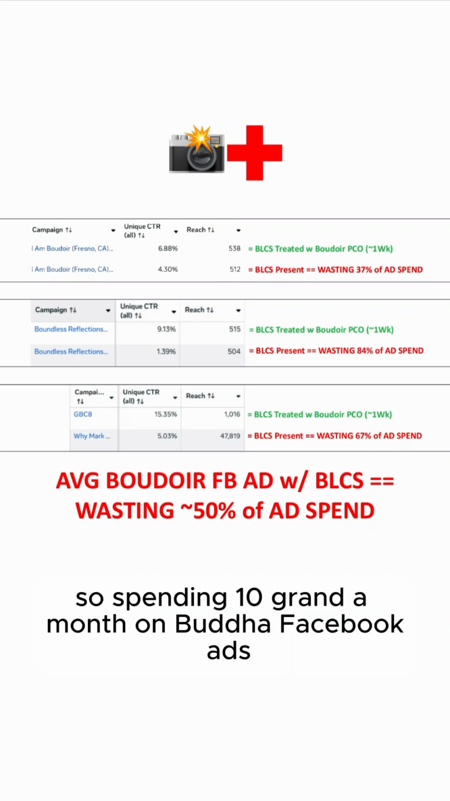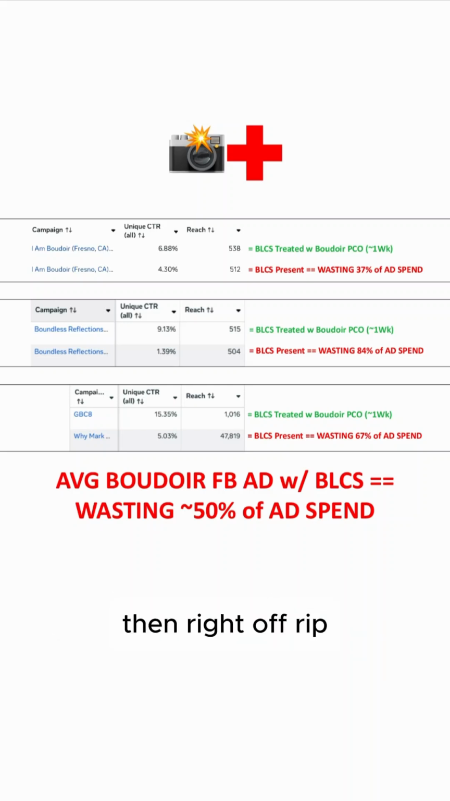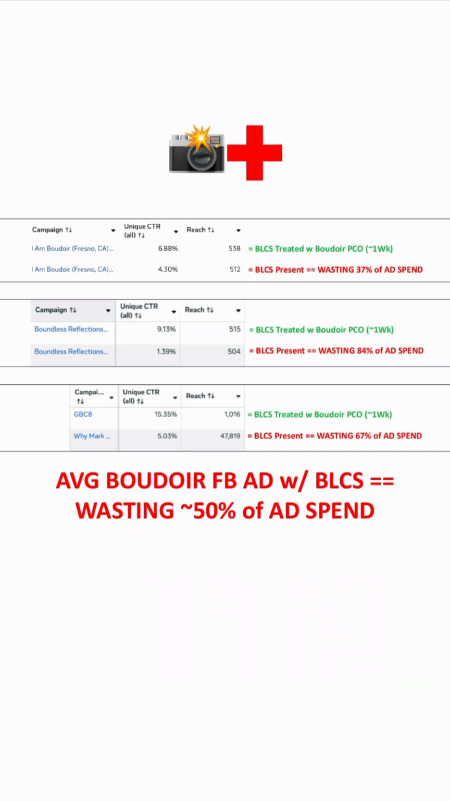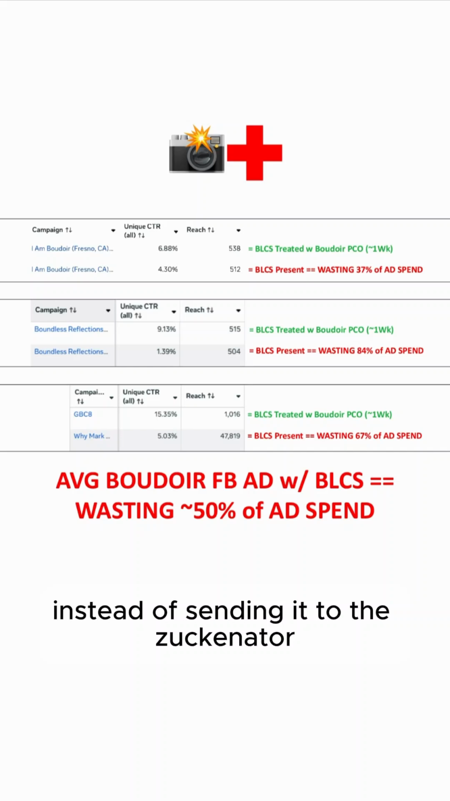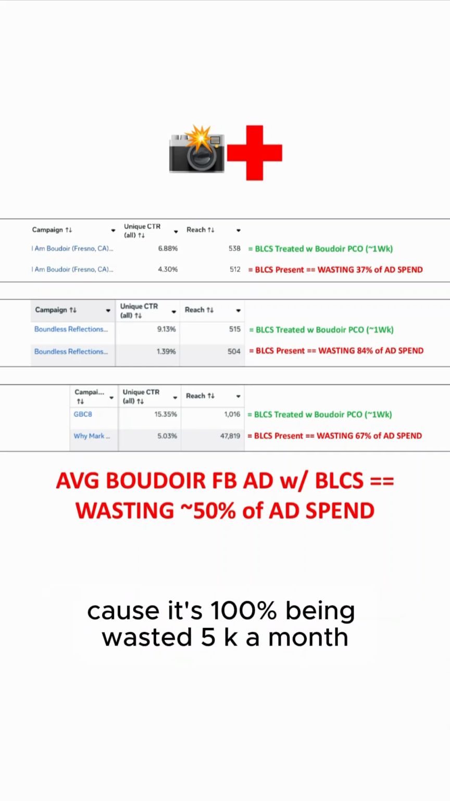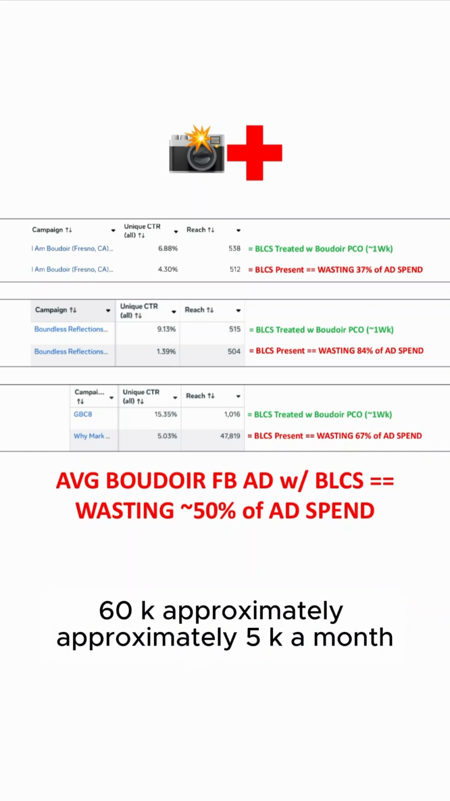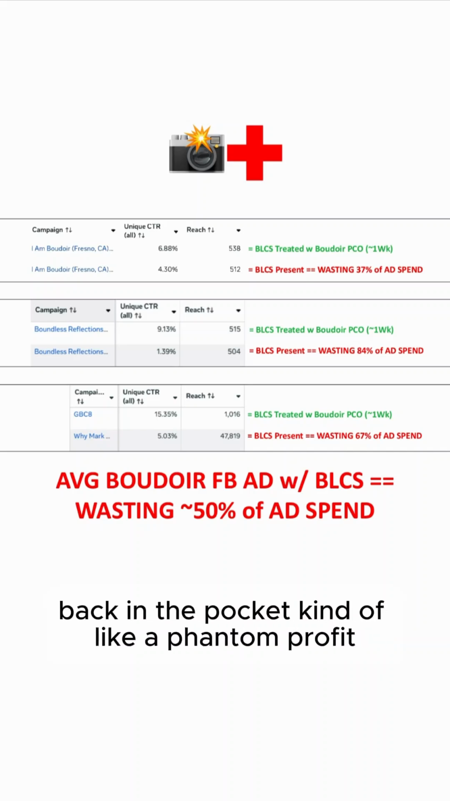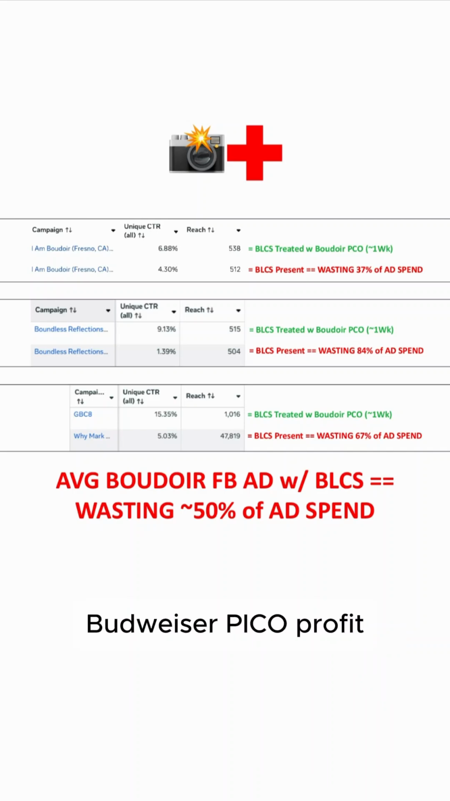So if you're spending 10 grand a month on Boudoir Facebook ads, then right off the bat, approximately 5K every single month is being wasted. And as a result, we can eliminate that. The boudoir photographer can pocket that instead of sending it to the Zuckinator and getting zero out of it because it's 100% being wasted. Approximately 5K a month, approximately 60K in the next 12 months, back in the pocket, kind of like a phantom profit, Boudoir Pico profit.